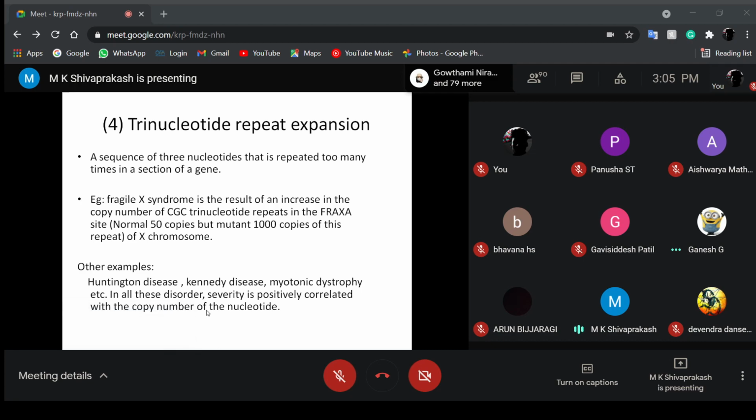Other examples, of course, there are many diseases caused by these mutations. For example, you have Huntington disease, Kennedy disease, myotonic dystrophy, etc. In all these disorders, severity is positively correlated with the copy number of the nucleotide repeats.